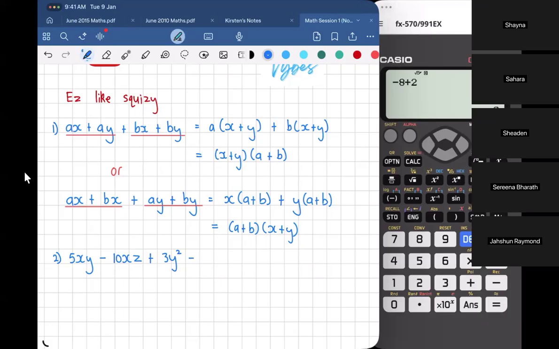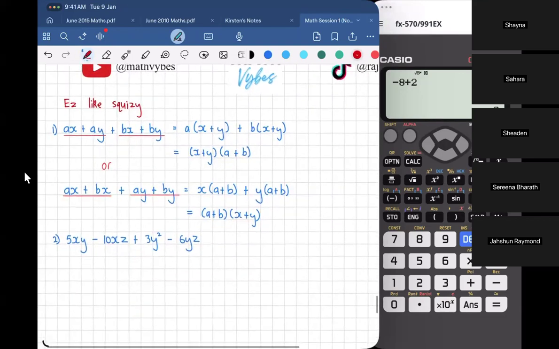5xy minus 10xc plus 3y squared minus 6yc. Right. So if you could do that, pick up on yourself. So the main goal here is to split the expression in the middle. Jashon, you there? Yes, Jashon. Okay, good. You know the song Split in the Middle by chance? Yes, sir. So we're gonna use that song to explain this factorization. Split in the middle, right?